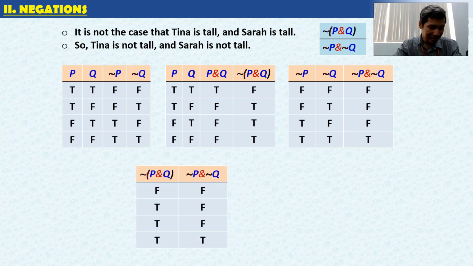Now we have the last table. In the last table, I just show the premise on the left and the conclusion on the right. Okay, what do you think? Valid or invalid?